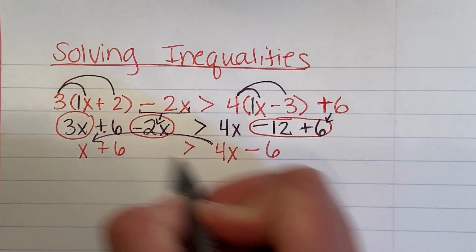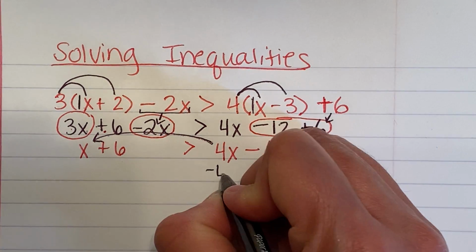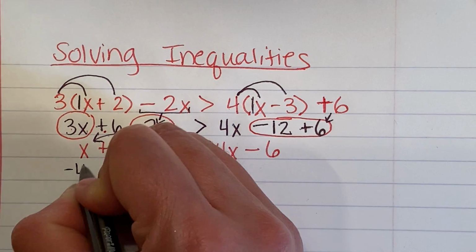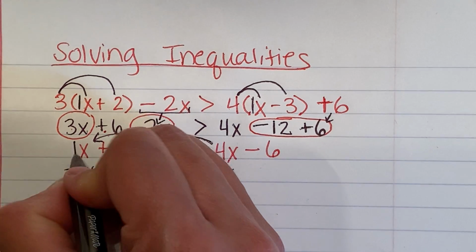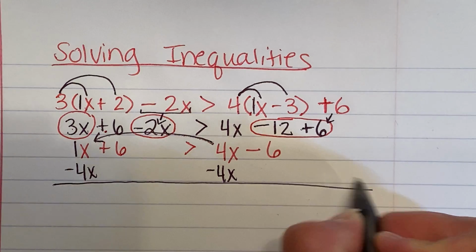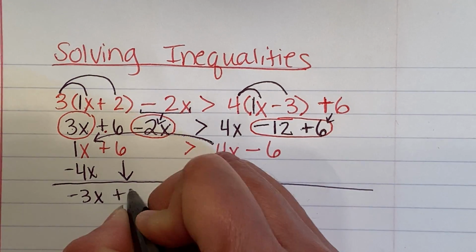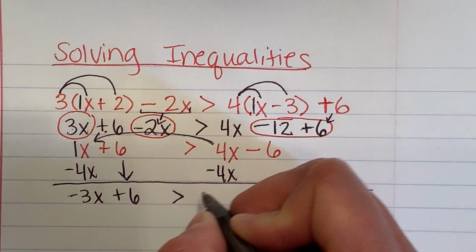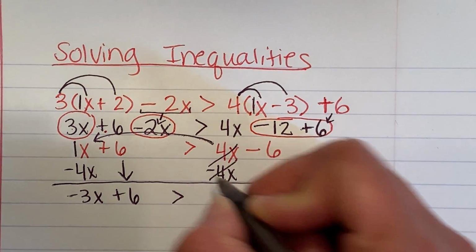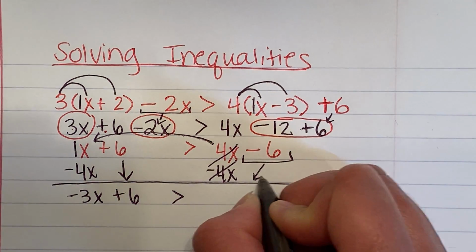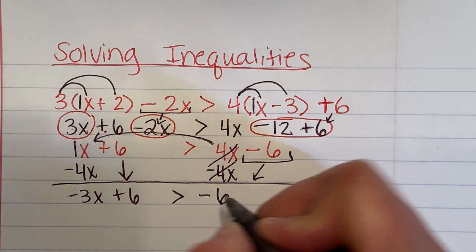So let's move this positive 4x to the left. I'm going to subtract 4x here. I'm going to subtract 4x here. So when I subtract 4x from 1x, I'm going to get a negative 3x. I'm going to bring down this positive 6, bring down my symbol. 4x minus 4x is 0, it's gone. You must bring that number down with its sign, negative 6.